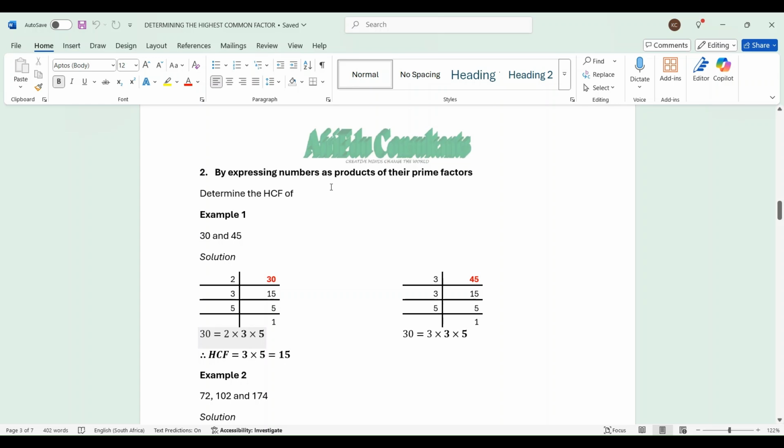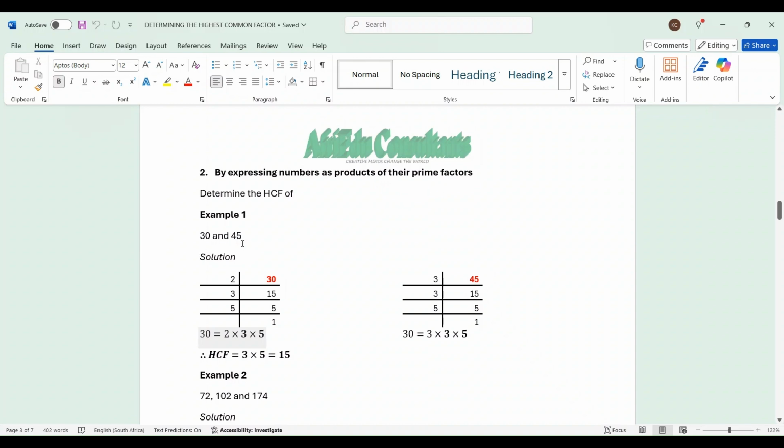As in the previous video, we were concentrating on determining the highest common factor by listing factors, but we realized that as the number gets bigger and bigger, it is difficult to list all the factors. So today we are going to use another alternative method, which is determining the highest common factor by expressing numbers as product of their prime factors.